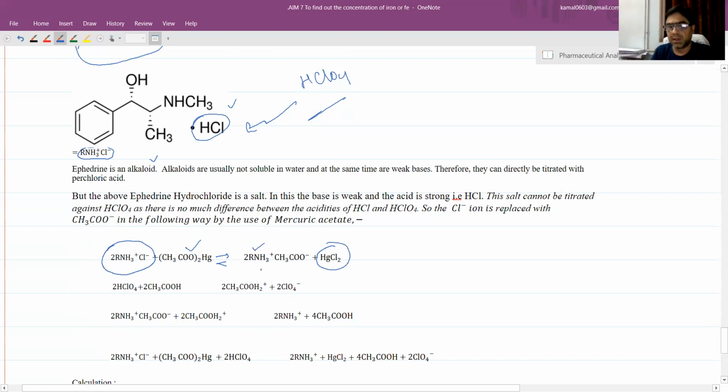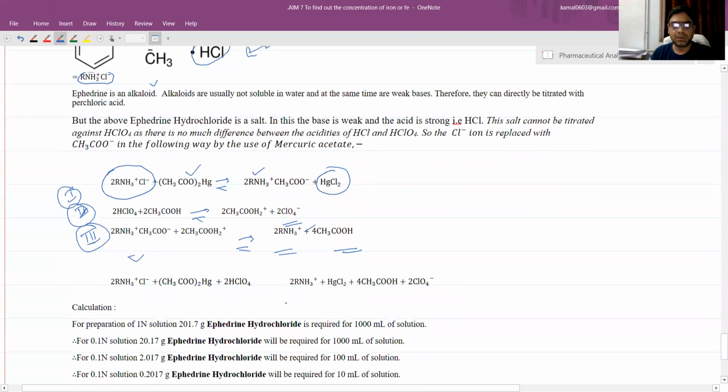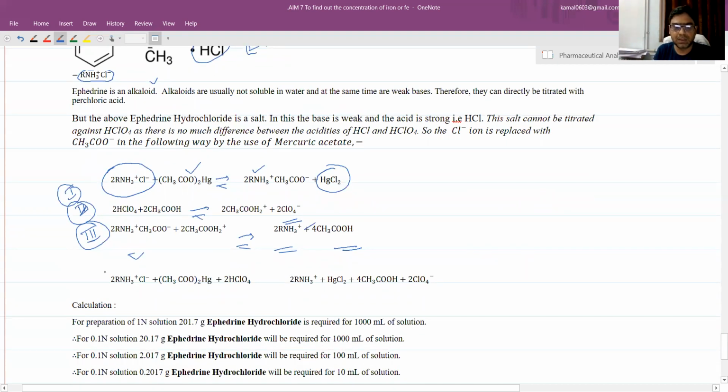So it will form the acetate salt, and this acetate salt further reacts with the perchloric acid, which reacts with the acetic acid to form ClO4. This is the first reaction, this is the second reaction. The third reaction is that the acetate salt of the drug reacts with the acetic acid molecule, forming acetic acid, and the amine gets free. In a nutshell, when all these three reactions are added, they give this final reaction.